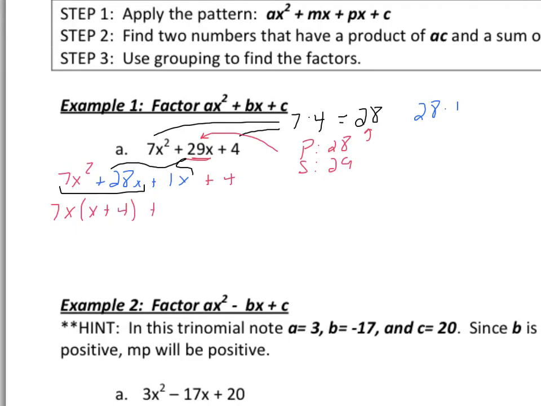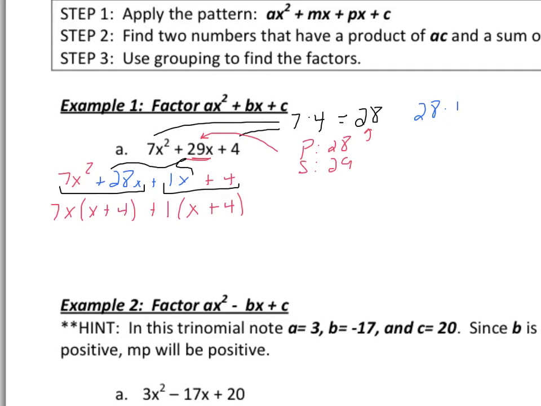Now look at the next two terms. What do they have in common? Well, they have nothing in common. So I'm just going to write very simply here a 1 on the outside, because that's nothing basically. If I multiply 1 through, I end up with the same thing. But I end up with the same thing in parentheses. And I do that on purpose because when you factor by grouping, you want to end up with the same thing in parentheses for both terms.